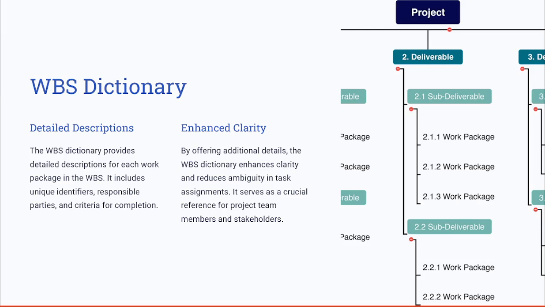Also, a key deliverable that you might need to expect is what we call the WBS dictionary. What exactly is the WBS dictionary? The WBS dictionary is a companion document that provides a detailed description of each work package in the WBS. It includes unique identifiers such as numbers, letters, or any unique identifier, with its responsible parties and criteria for completion. That will ensure clarity and reduce ambiguity in the task assignment.